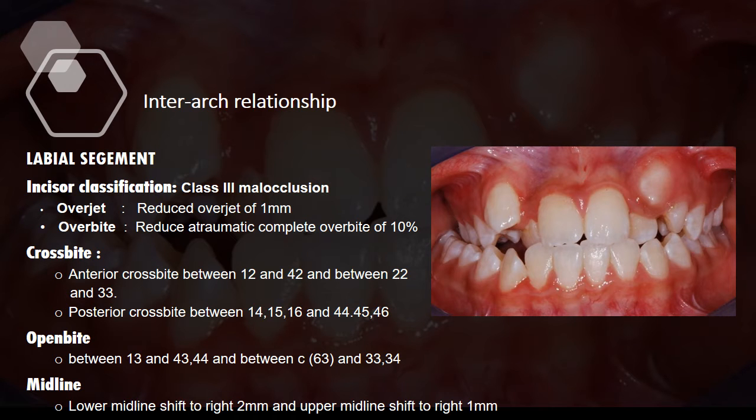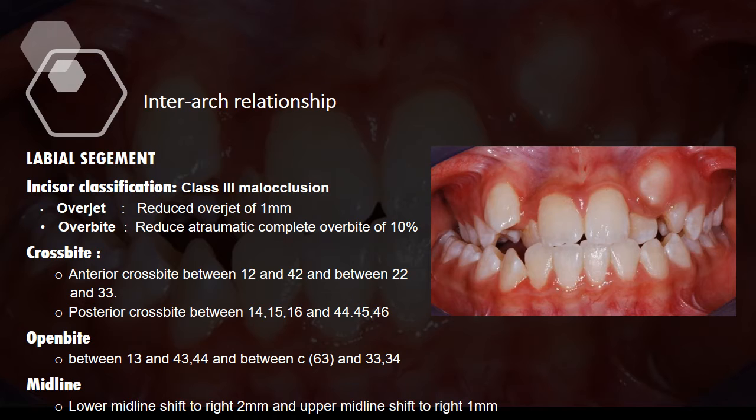Next, for interarch relationship, we divided into labial segment and buccal segment. For labial segment, the incisor classification is class 3 malocclusion. She has reduced overjet of 1 mm. She also has reduced atraumatic complete overbite of 10%. Anterior crossbite is between 1-2 and 4-2 and between 2-2 and 3-3. There is also posterior crossbite between 1-4, 1-5, 1-6 and 4-4, 4-5, 4-6.